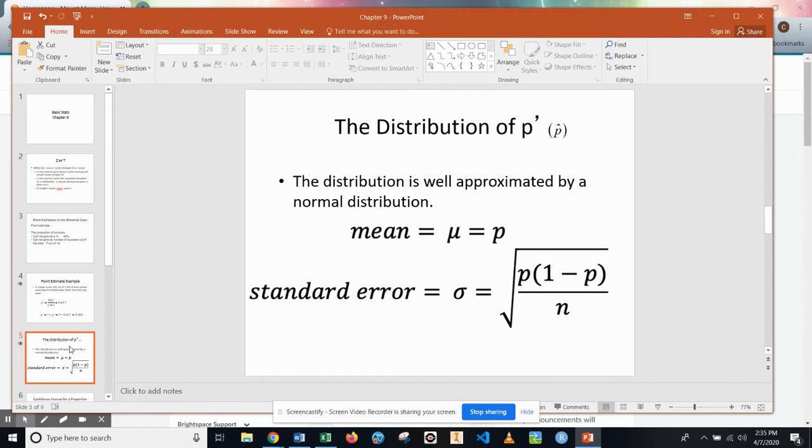But that's your point estimate. That's what we found on the previous slide. The second thing is your standard error. It's not quite sigma, but it's kind of like our sigma divided by the square root of n. You'll notice that we have a large square root, and inside that square root, we take p times 1 minus p, and we divide that by n.